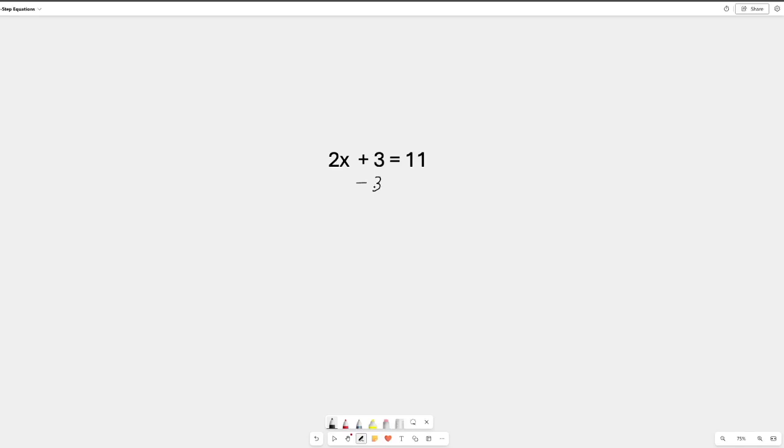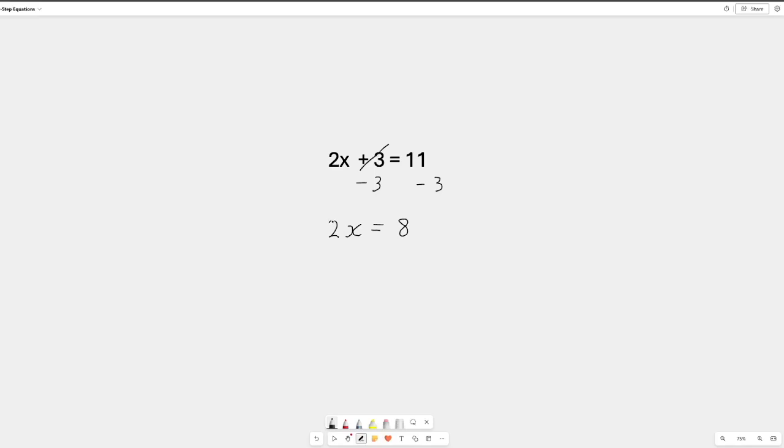And here's the next step. Whatever we do to one side of the equation, we do to the other side of the equal sign. So we did minus 3 here. We're going to do minus 3 to the 11. All right. And now we're ready to write it out again. We're going to get 2x. And then the 3 is gone, so we don't write it anymore because we canceled it out by subtracting 3. And then equals. And what is 11 minus 3? Well, that's going to give us 8. So now our equation stands at 2x equals 8.